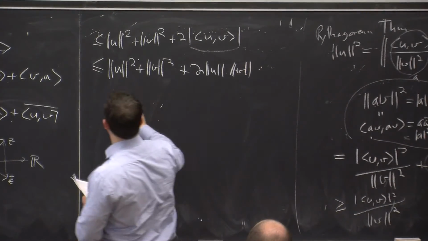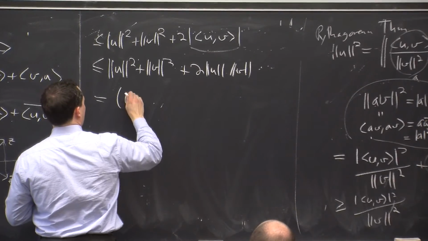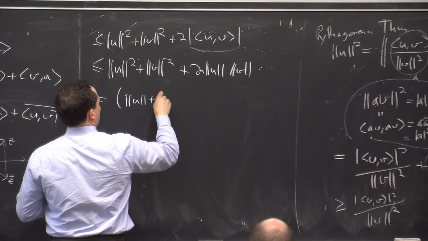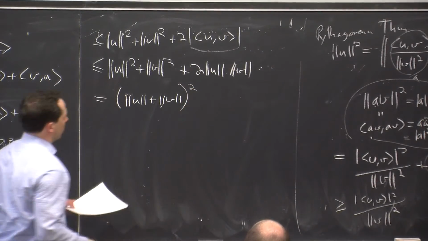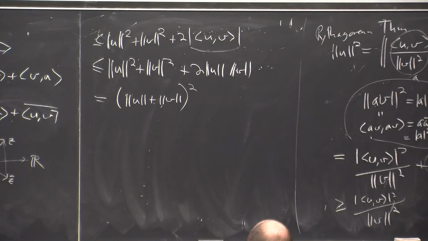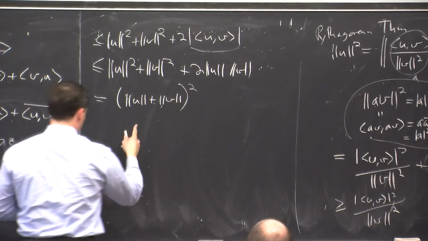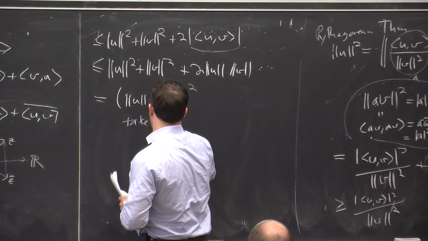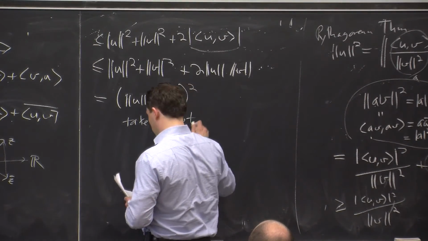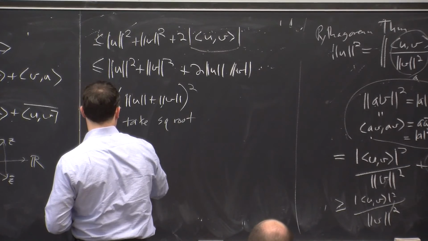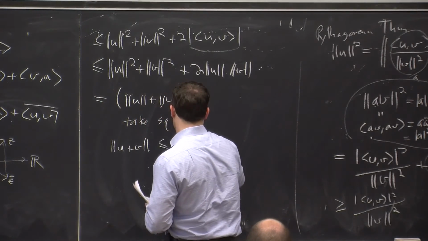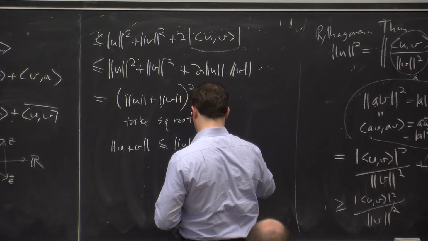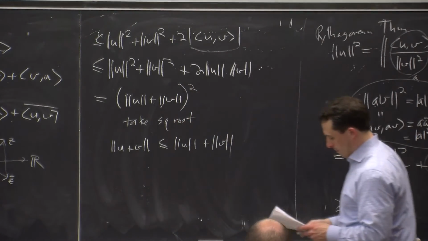And that's something nice. I can factor that to just get the norm of u plus the norm of v, squared. And now way back here on the other side, this is what we have on this side. This is what we have on that side. We take the square root. And we get our result, the triangle inequality.